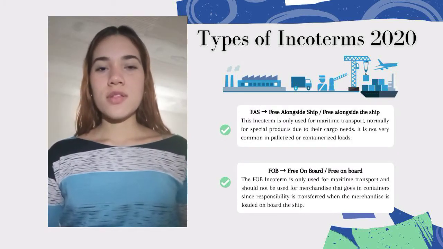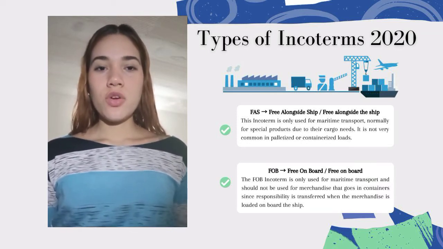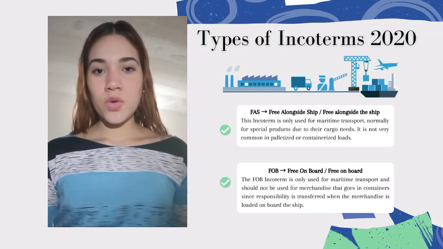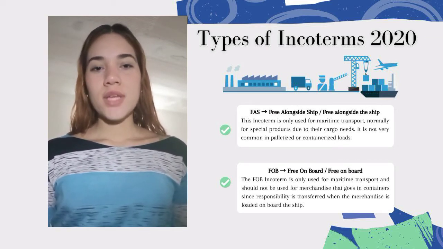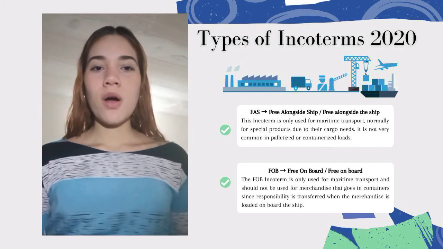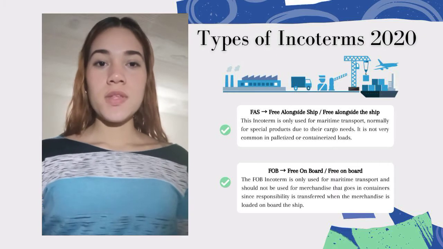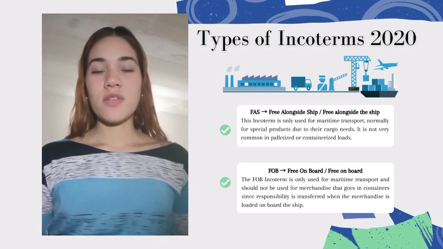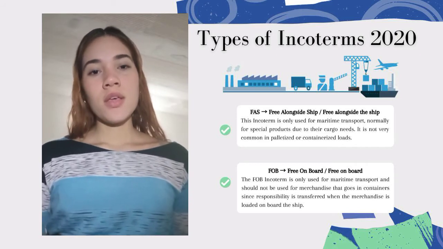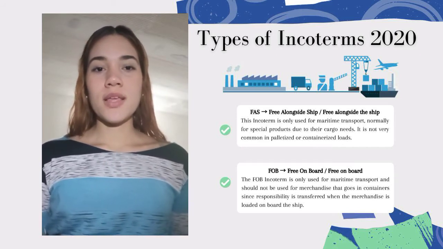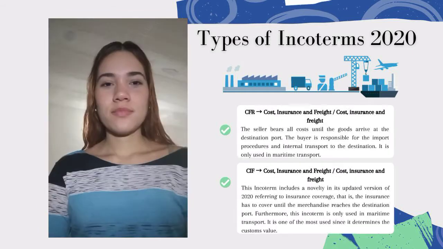FAS, Free Alongside Ship. This Incoterm is only used for maritime transport, normally for special products due to their cargo needs. It is not very common in palletized or containerized loads. FOB, Free on Board. The FOB Incoterm is only used for maritime transport and should not be used for merchandise that goes in containers, since responsibility is transferred when the merchandise is loaded on board the ship.